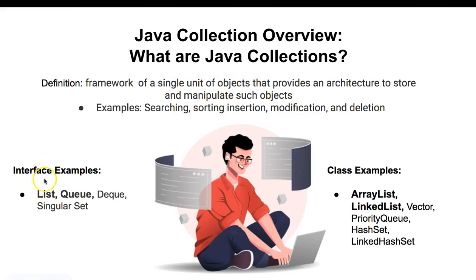Essentially, we have different interface types that allow us to do exactly what we're talking about. The two that we're going to be talking about are lists and queues. We also have dequeues and singular sets. We're not going to be talking about those, but they show you that there are several different types. Also, we have different classes that we can already use publicly. We have ArrayList, we have LinkedList, and others as well, but we're going to be talking about array lists and linked lists.